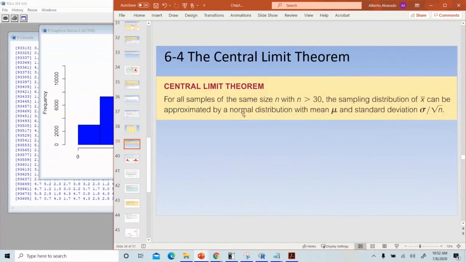All right, so let's look at the central limit theorem. For all samples of the same size n, with n greater than 30, the sampling distribution of x bar can be approximated by a normal distribution with the mean mu and a standard deviation sigma over the square root of n. So this is kind of a big result here, thus called the central limit theorem, right? So this is saying if I had any distribution, and I'm going to draw a couple of pictures here.